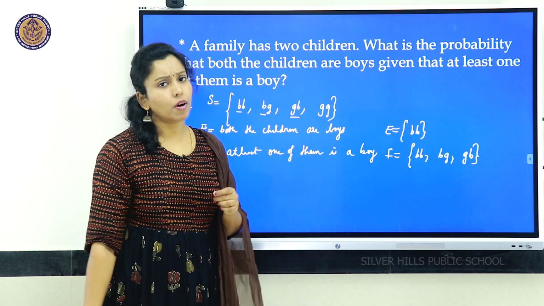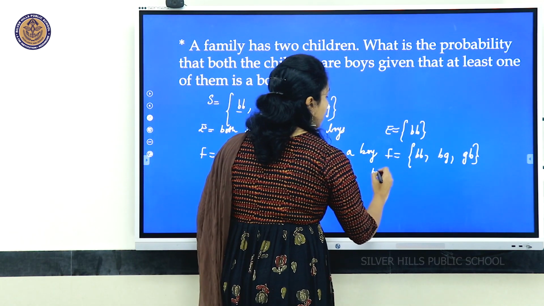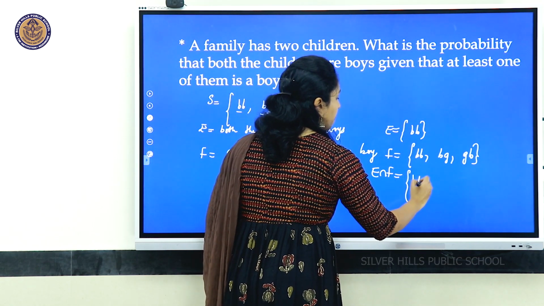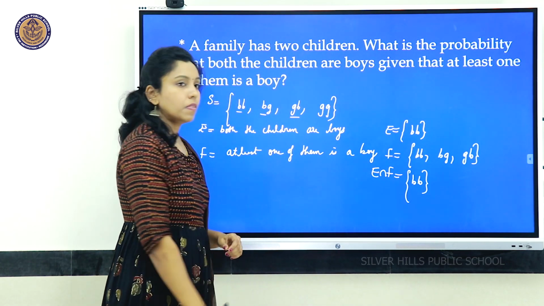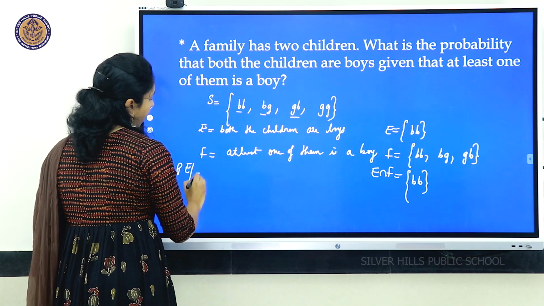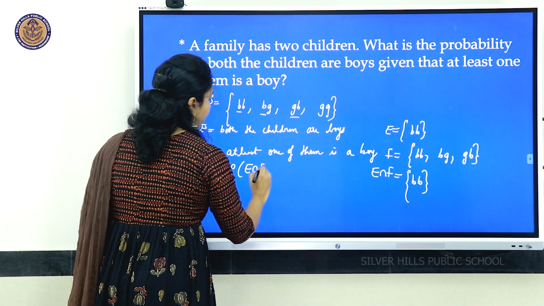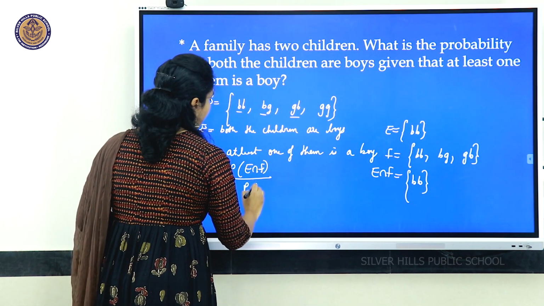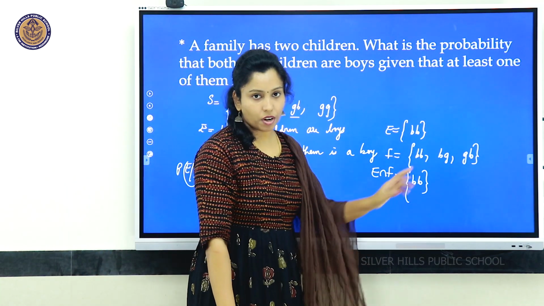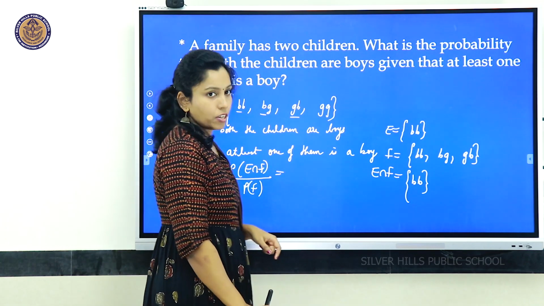So, if you are applying the formula, definitely we need E intersection F. So, let us find E intersection F. What is E intersection F? Only one member is common, BB. Okay. Now, coming to the definition, P of E given F is equal to P of E intersection F divided by P of F. Now, we are going to find the probabilities. E intersection F is ready. How many members are there? 1.